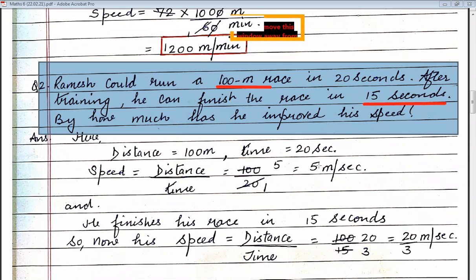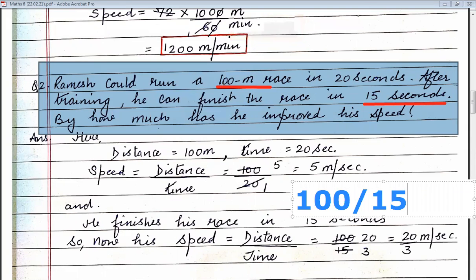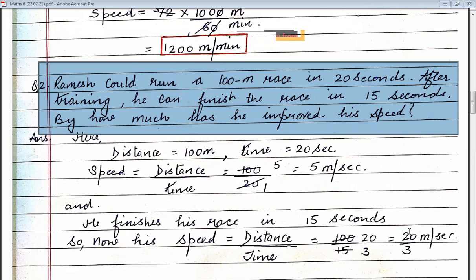So now let's find out the speed here also, because your distance is 100 meter and your time is 15 seconds. So what will be your speed in this case? Again, distance, that is 100, divided by 15, that is time. So now children, after cancellation, you will get the answer as 20 upon 3. So you got 20 upon 3 meter per second.